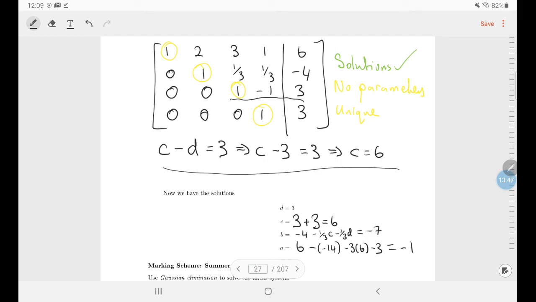So we've done a few examples. That's basically it. There are 3 scenarios: unique solution, infinitely many solutions with a parameter, which we've seen a little of, but we'll see a bit more of now in the next set of lectures. And the other possibility is no solutions.